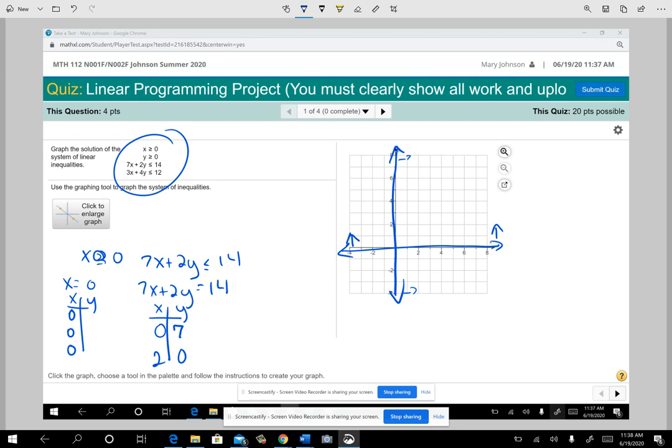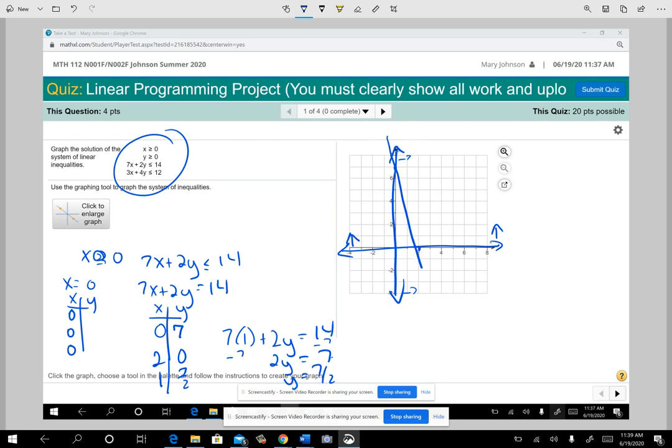And sometimes I'd have to show a little bit more work. Like if I put in a 1 for x, okay, that would be 7 times 1 plus 2y equals 14. So I would show that work on my paper. That would be 7. So when I subtract 7 from both sides, I'd get 2y equals 7. So y would equal 7 halves. Okay, so I do whatever it takes to graph the line. So if I graph that line, it would look like this.